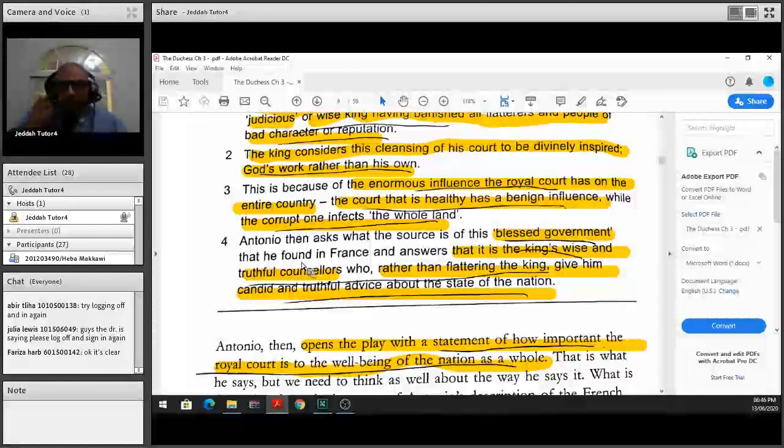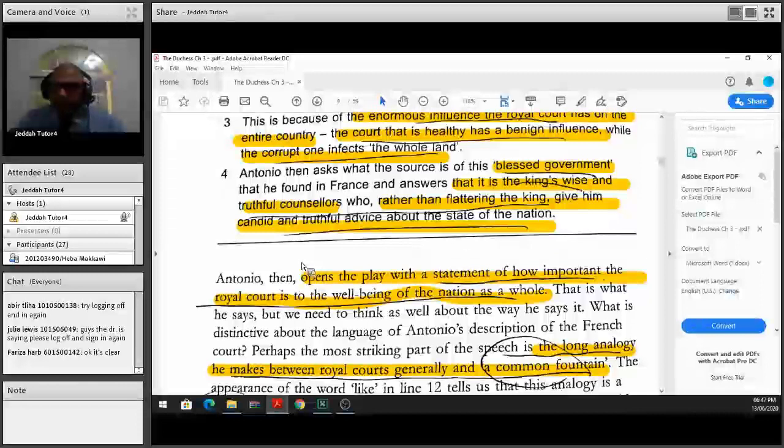And there is always this idea that if the court is good and healthy, the entire country will be good and healthy. This is because of the enormous influence the royal court has on the entire country. The healthy court has a benign and good influence, while the corrupt royal court infects the whole land, which is more or less true.